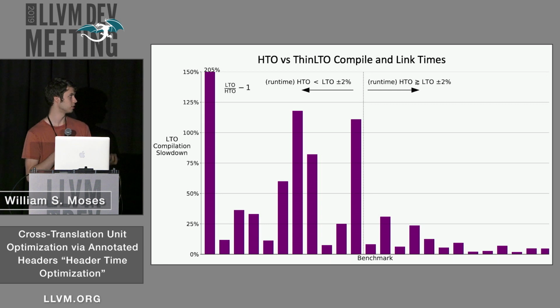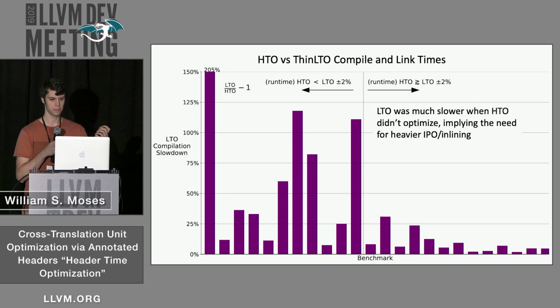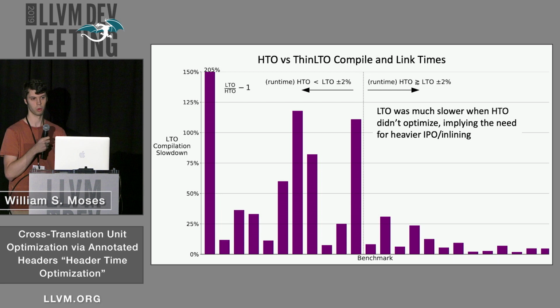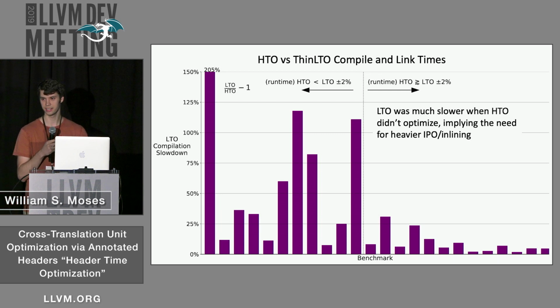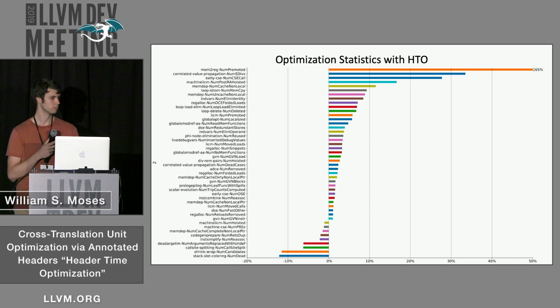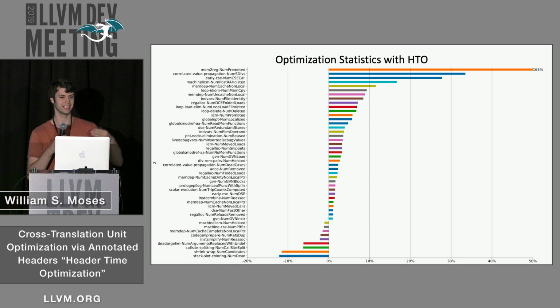The other interesting thing is to look at the compile and link times as well. I've put this the same as in the last slide, where every benchmark corresponds, with that same line separating LTO being faster versus HTO being faster. If you see on the left, and I cut off a lot of these, LTO takes a significantly longer period of time to run, and on the right it's slightly more similar, but HTO still obviously gets a speedup. What this implies is that for the benchmarks on the left, where HTO was not able to find the speedup that LTO found, LTO had to do something a lot heavier to get that optimization, since it took a lot longer, implying you actually need that IPO or inlining to get the requisite speedups. So one might then go and ask, how do you actually get those speedups in practice?